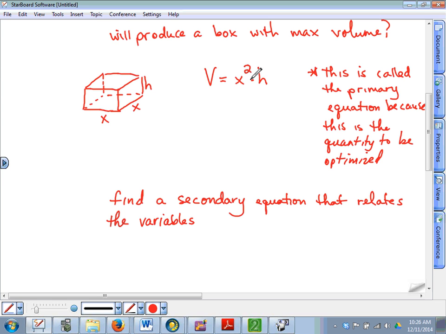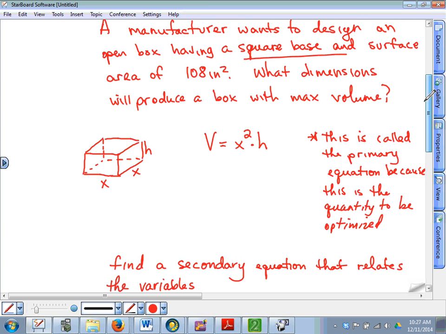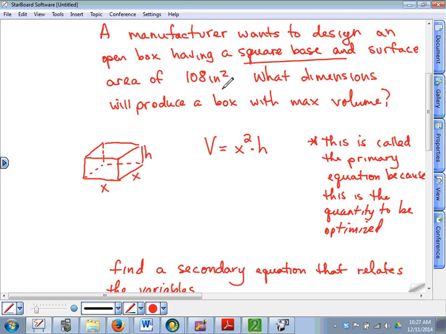We have an equation that relates it in terms of its volume, but we already have that. We want to find another secondary equation that relates the variables together using the given information, and it's going to be surface area. If we can create an equation for the surface area, that's going to be a secondary equation.